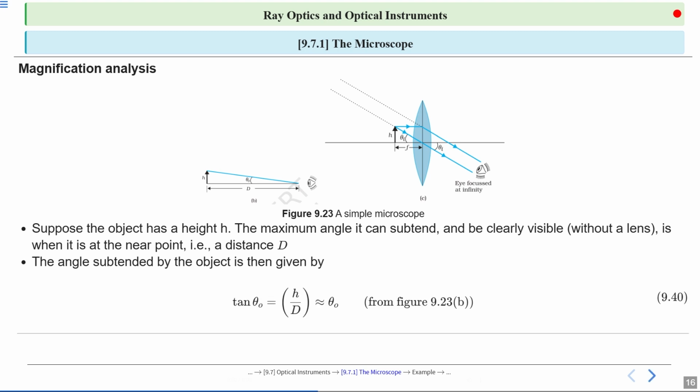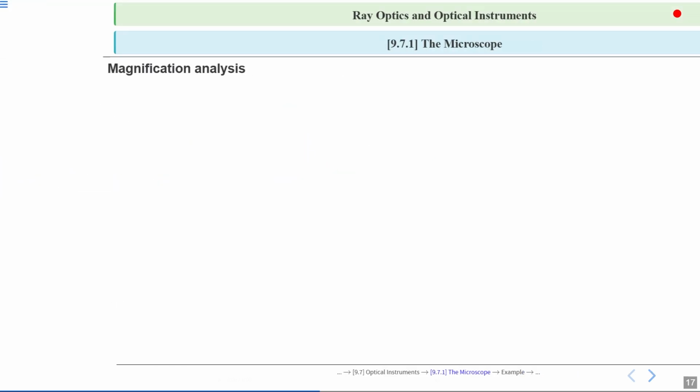So here we have the mathematical expression for the angle subtended by the object. The angle subtended by the object is not theta I, but theta naught. Why? Because we are taking the object to be at the near point, then the angle subtended by the object is taken as theta naught, when the object is placed at the near point, that is equal to 25 centimeter. This formula shows the relationship between the object size, the distance to the near point, and the angle subtended. Understanding this relationship helps us quantify the magnification achieved by the microscope.